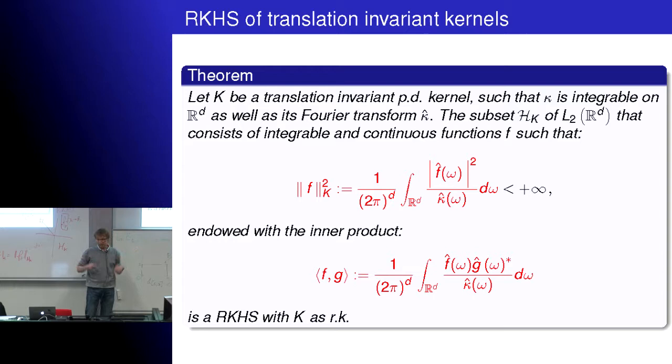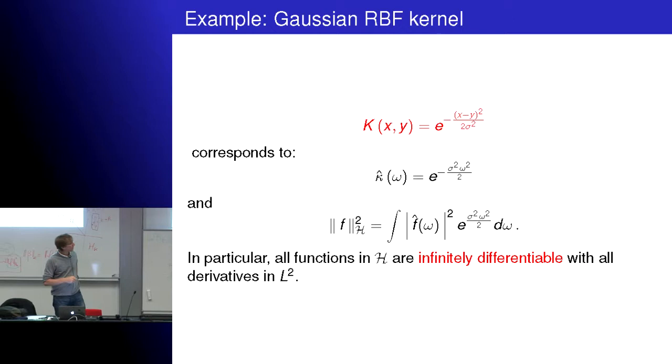Okay, so this is a generic result. Now let's look at what it does with a particular choice of kappa.